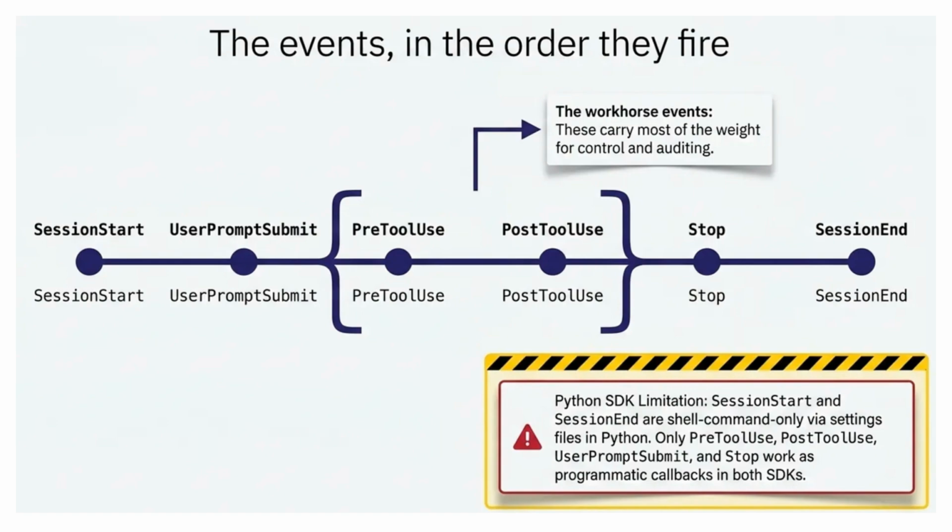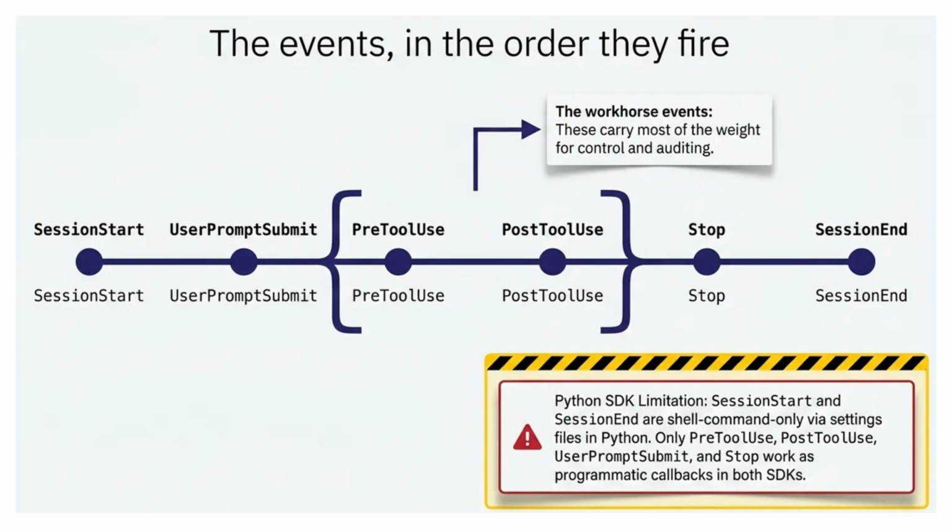The events in the order they fire. Across a single run, hooks fire at a set of predictable points. 6 of them form the backbone. Session start runs once when the session begins, which is the natural place to load state or warm a cache. User prompt submit runs when a prompt is submitted before the model sees it, which is your chance to inject context. Pre-tool use runs before every tool call and can block or modify it.